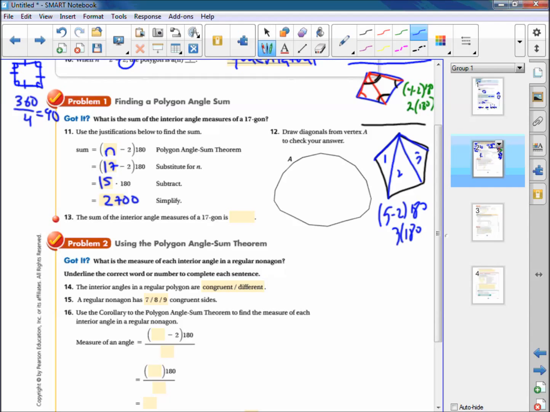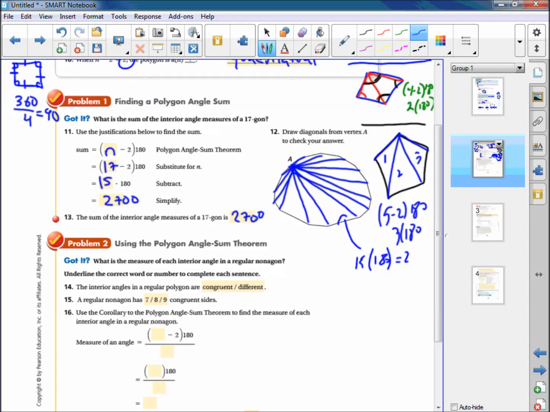All right, number 12 says, draw diagonals from vertex A to check your answer. What we're doing is connecting all of these together to show that there are 15 triangles, just like what we did above. Then you can count up all the angles for each triangle, which is 180 times 15 of them, and we get the same thing. So the interior sum of the 17-gon is 2,700. In this case, 15 triangles times 180 for each one looks just like this line in number 11.